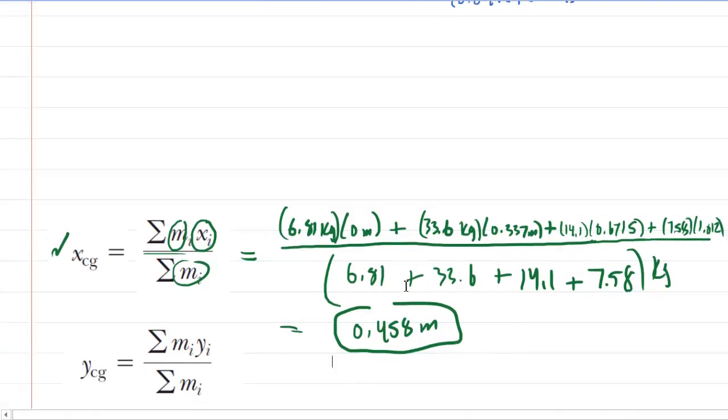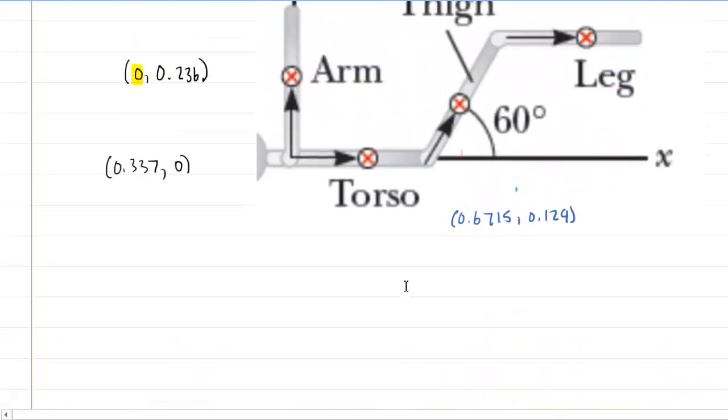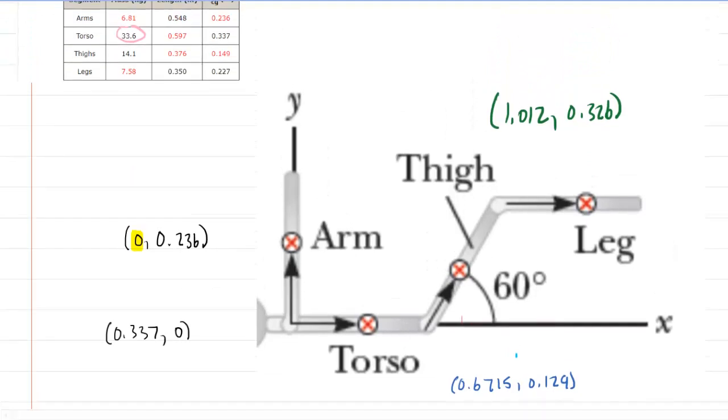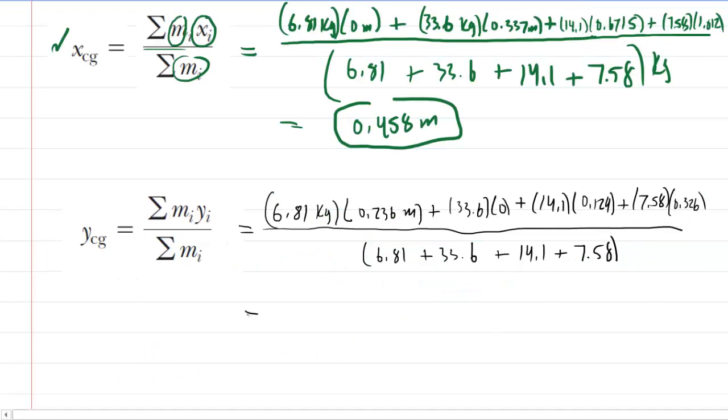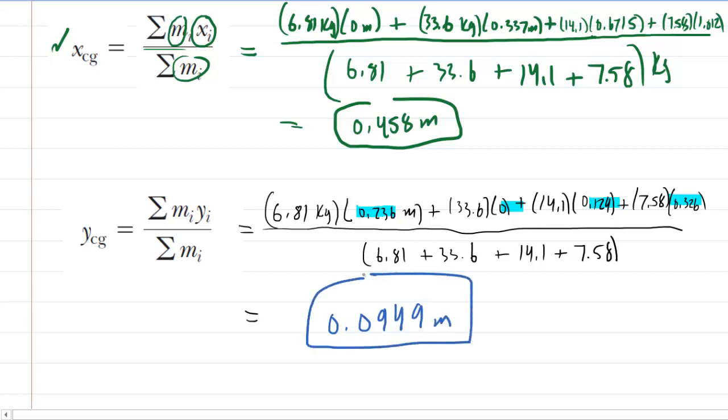You're going to do the exact same setup for the y-coordinate of the center of gravity or the center of mass, but you're just going to use the y-coordinate. So we'll set it up in the same way, but we'll be using these numbers in blue as our y-coordinates. So there is the setup. Again, we use the y-coordinates here, here, here, and there instead of the x. And when you punch this in, you would get approximately 0.0949 meters. So that would be the correct answer for the y-coordinate of the center of gravity.